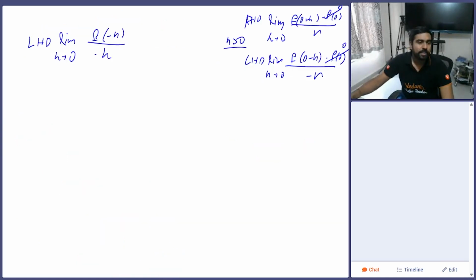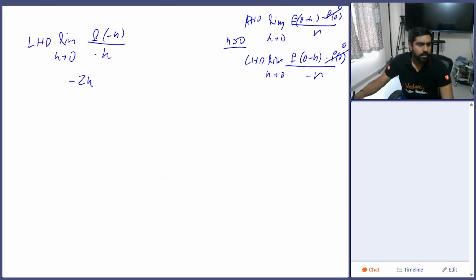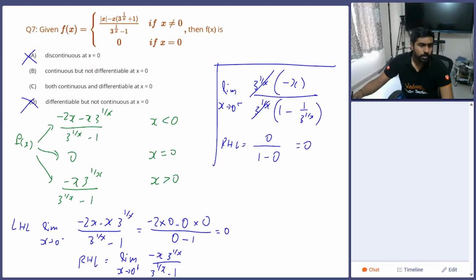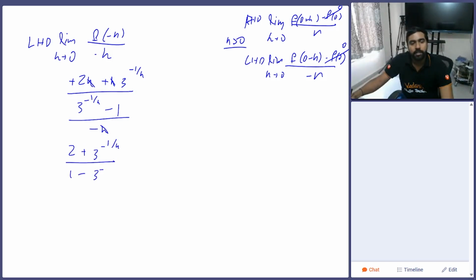So we get minus 2h minus, plus 2h, right? Plus 2h plus h into 3 power minus 1 upon h divided by 3 power minus 1 upon h minus 1. Perfect. So 2h plus h into 3 power minus 1 upon h divided by minus h. So first of all, let's just cancel this minus h over here. What you're left with is 2 plus 3 power minus 1 upon h divided by 1 minus 3 power minus 1 upon h. Why minus? Because this minus sign just went inside the denominator.